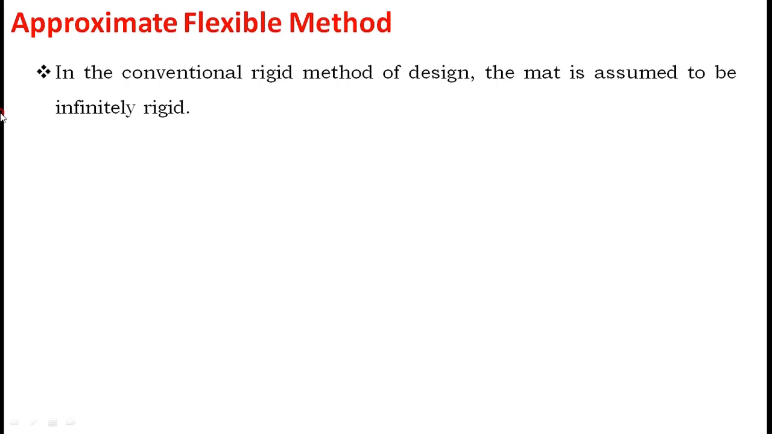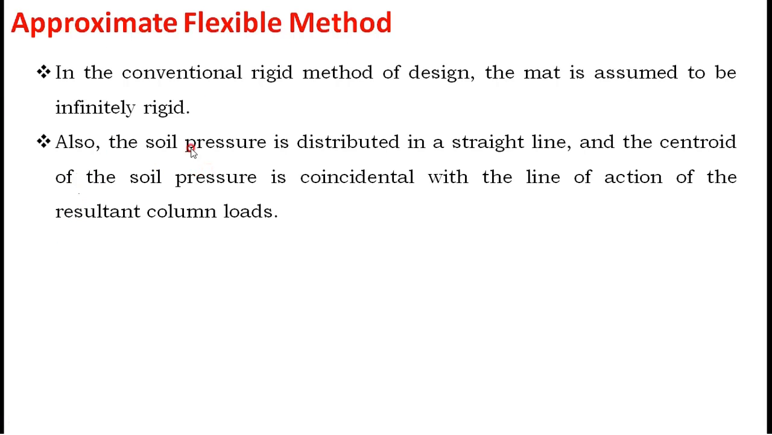And the second method is the approximate flexible method. Also in the previous method, the soil pressure is distributed in a straight line. Uniform soil pressure we considered. And the centroid of the soil pressure coincides with the line of action of the resultant column loads.